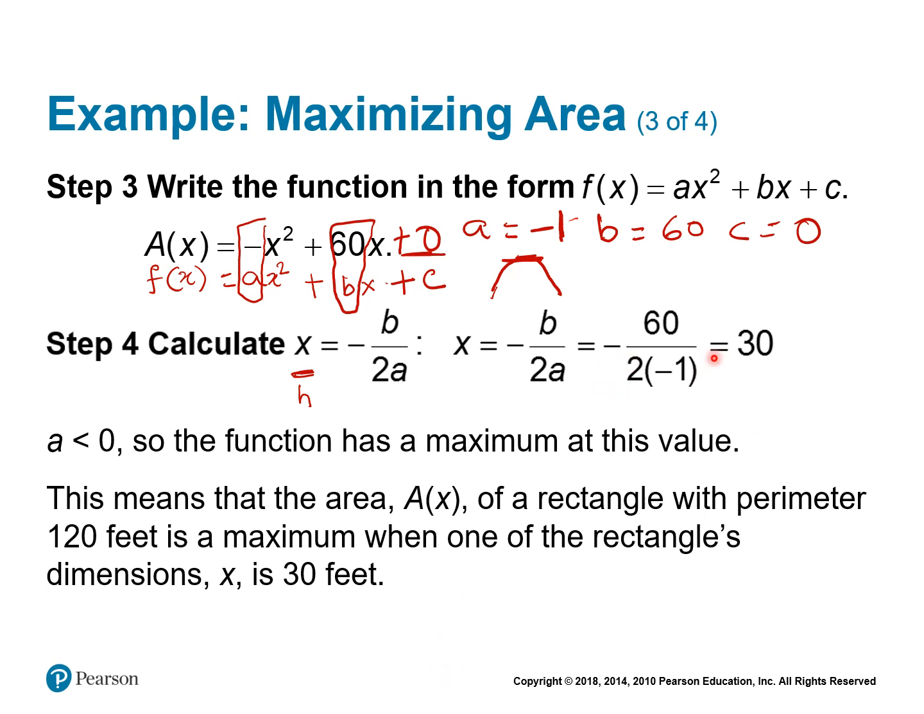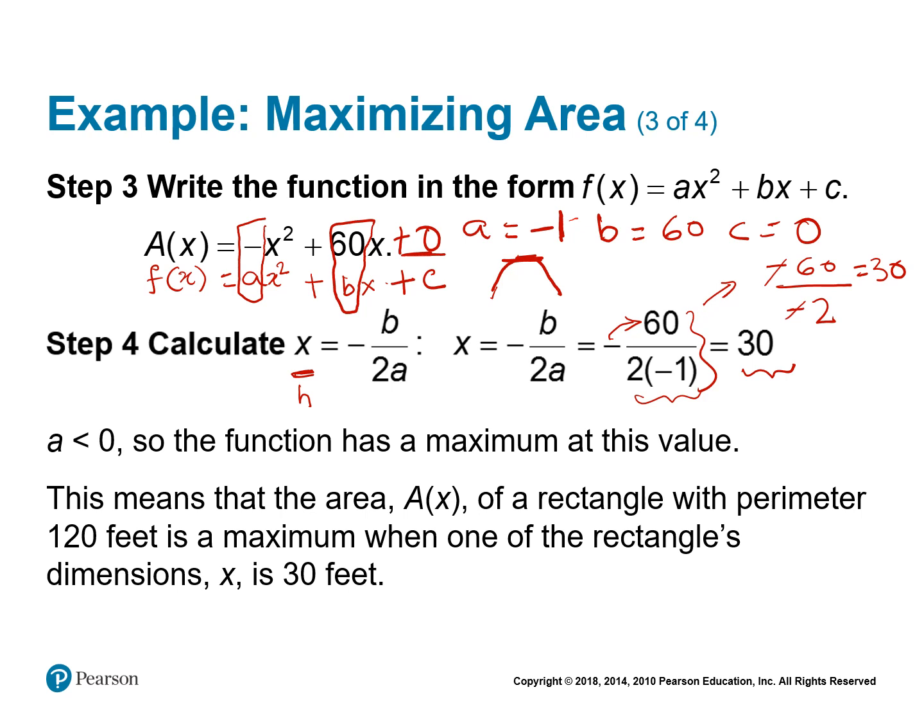And then I'm just going to rewrite this up here. I'm going to apply this negative sign to the 60. So negative 60 over 2 times negative 1, which is negative 2. A negative divided by a negative becomes positive, so 60 divided by 2 is positive 30, and that's the x value, the x coordinate, the location where the y value will be at its peak.